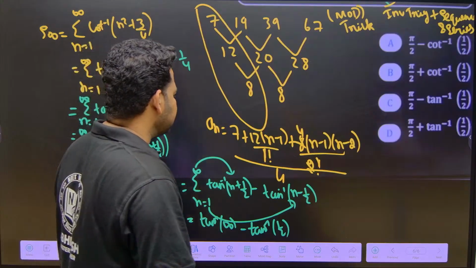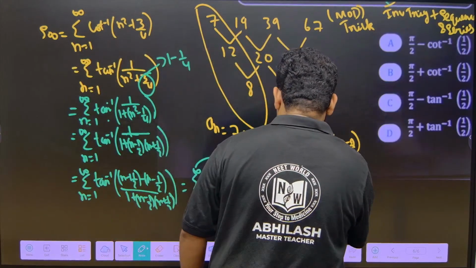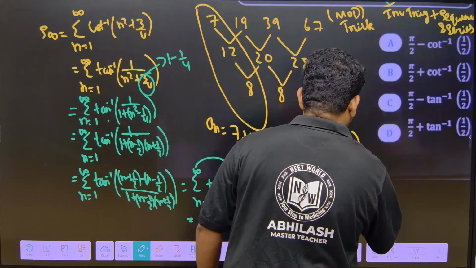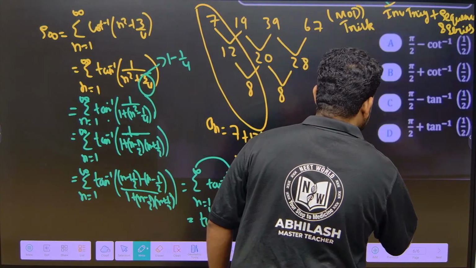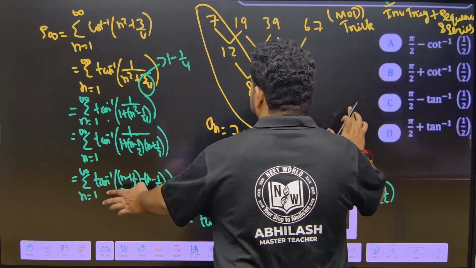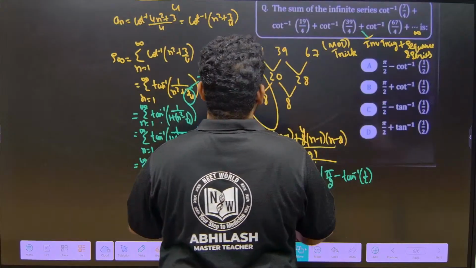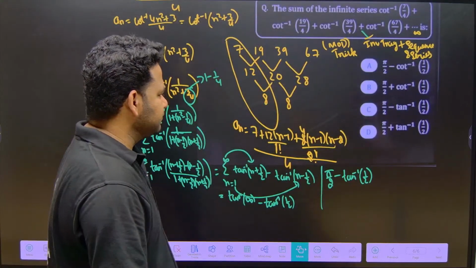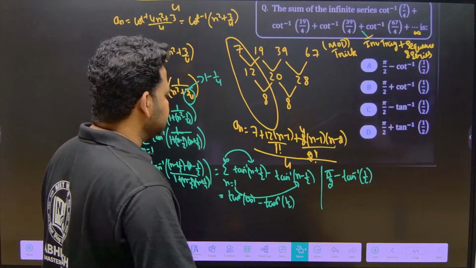Okay. So, what will I get here? I will get the answer as pi by 2 minus tan inverse of half. See here. So, the answer to this question is pi by 2 minus tan inverse of half. Okay. Pi by 2 minus tan inverse of half.